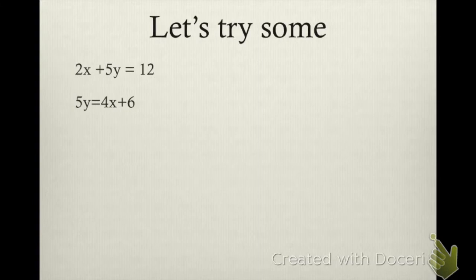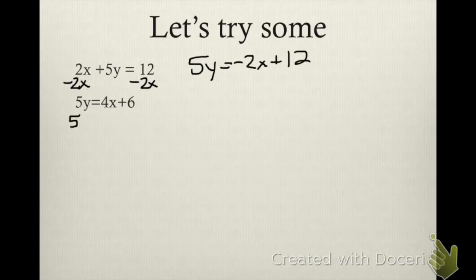Oh man, we have another one. Alright, so this one I'm going to get this top equation to be in the same form as the bottom equation. So if I subtract 2x from both sides, 5y equals negative 2x plus 12. I'm just going to write that right underneath here so that it lines up for me. Negative 2x plus 12. So 5y and 5y, they're going to eliminate through subtraction because they have the same sign.